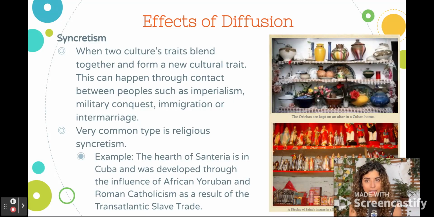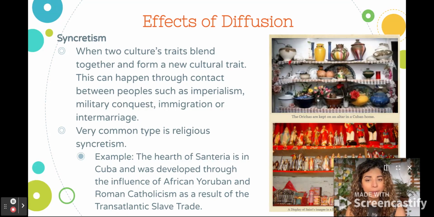And then we have syncretism. So this is when two cultures blend together to form a new cultural trait. Okay, so this can happen between contact of different people groups, such as times of imperialism or military conquest. This can also happen through immigration or intermarriage. Probably some of the most common examples that we see have to do with religion and religious syncretism.